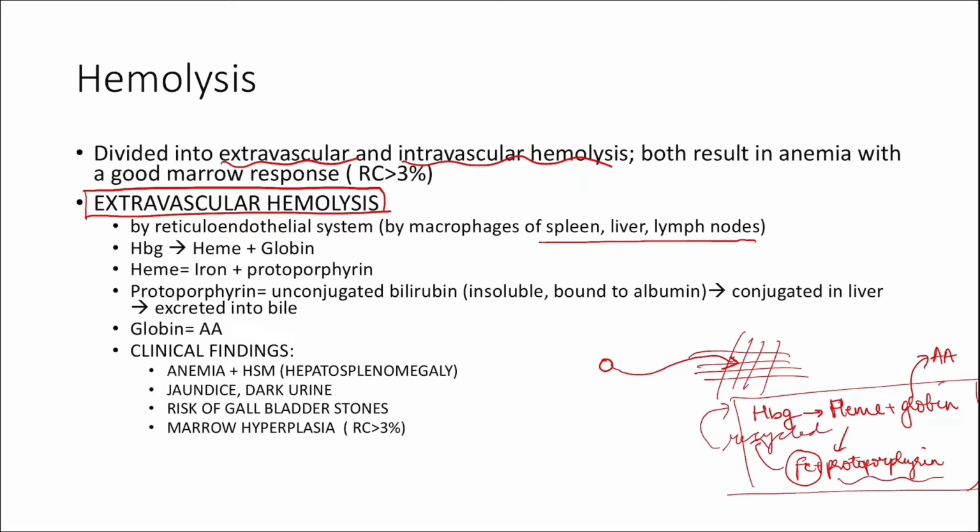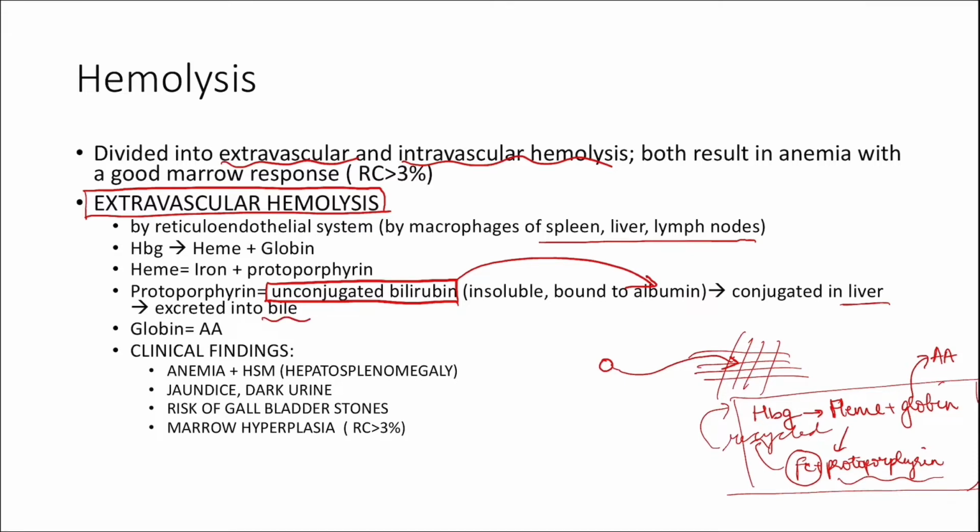And the protoporphyrin, on the other hand, is what needs to be excreted, and this is where the problems arise. Protoporphyrin basically becomes unconjugated bilirubin, and because unconjugated bilirubin is insoluble in blood, it binds to albumin. And both of them reach the liver, and then in the liver the unconjugated bilirubin is conjugated to bilirubin, and then eventually the bilirubin is excreted via bile.